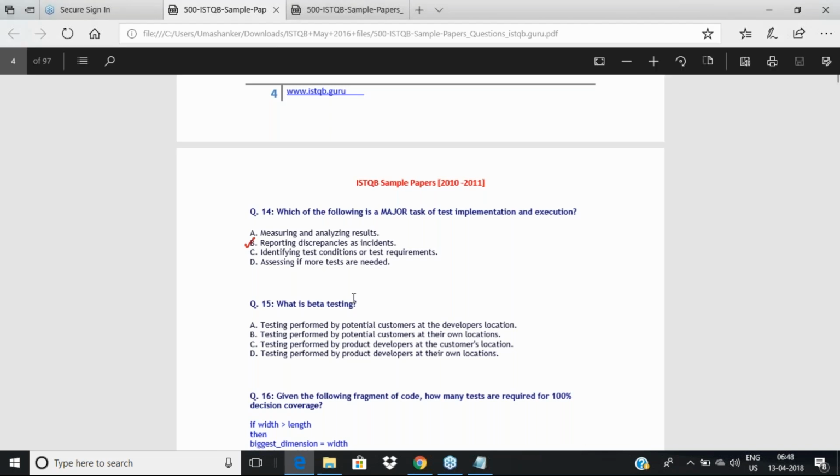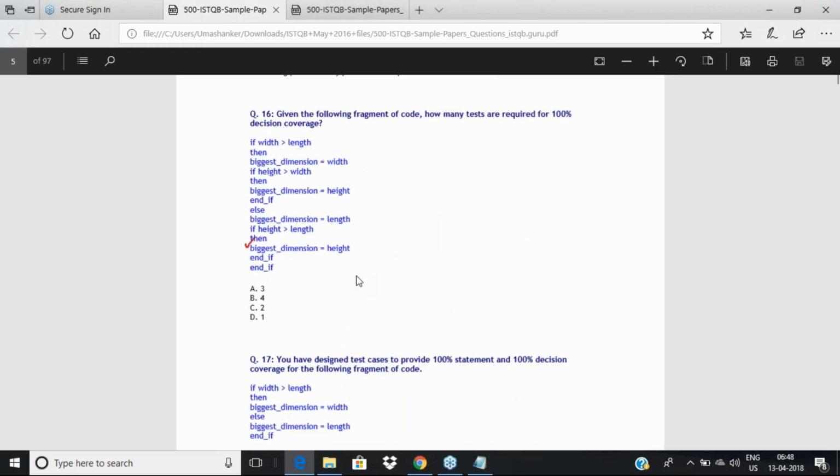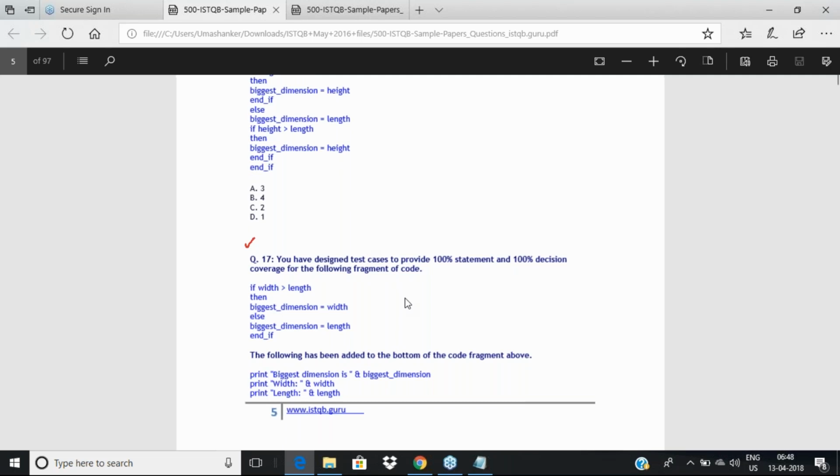1417. You have designed test cases to provide 100% statement and 100% decision coverage for the following fragment of code. So there is an if condition. If width is greater than length, you'll have one condition. If width is less than length, you'll have another condition. If width is equal to length, you will have a third condition, like that.